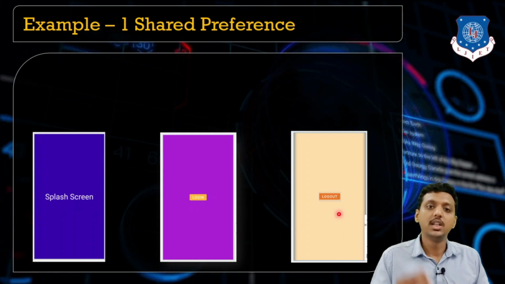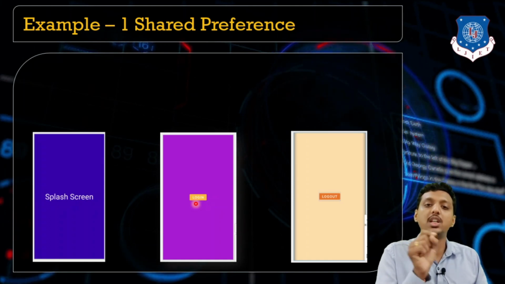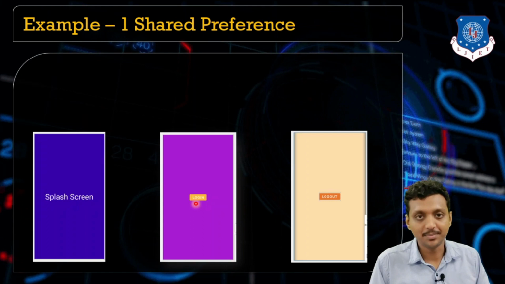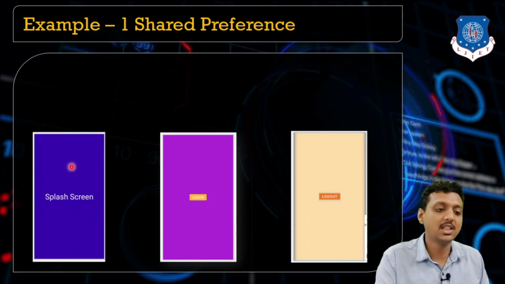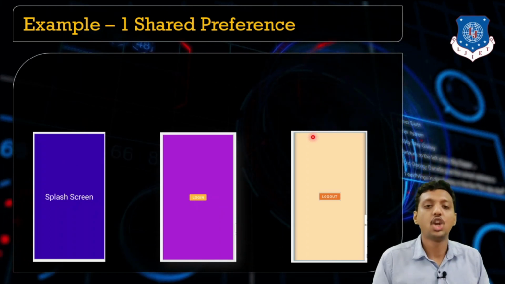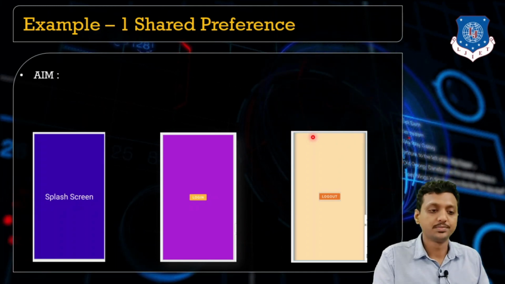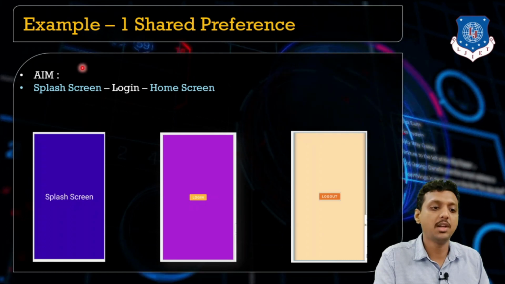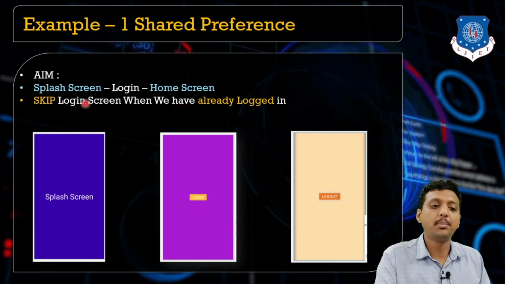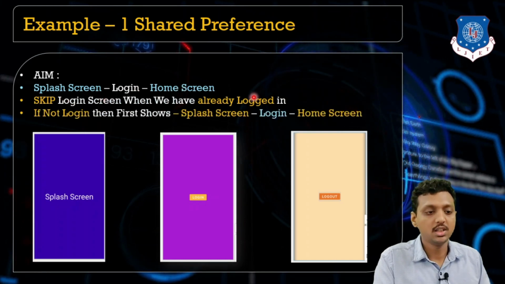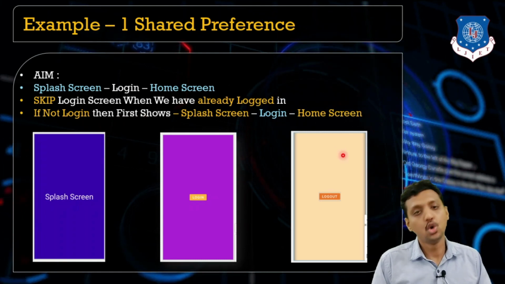So what is our goal? If the user clicks on login, then the shared preference data is stored for the login screen. So now, whenever the user gets back again to the application icon, first he can see the splash screen and then is redirected to the logout screen, or we can say the home screen. Fine. So, what is our aim? Our aim is to develop three different screens: splash screen, login screen, and home screen. Skip the login screen if the user is already logged in, or if not logged in, then first show the splash screen, then the login screen, and then the home screen.